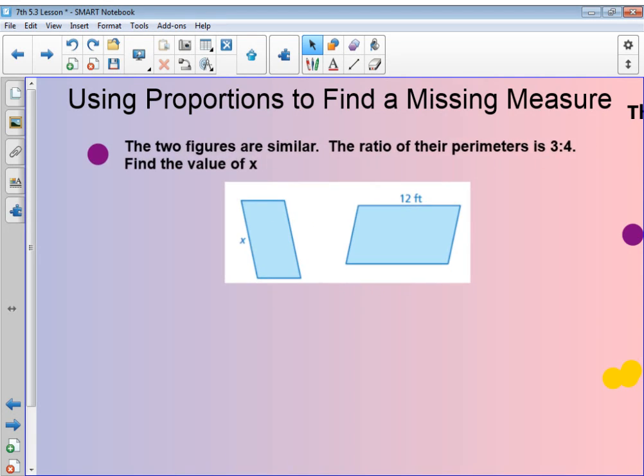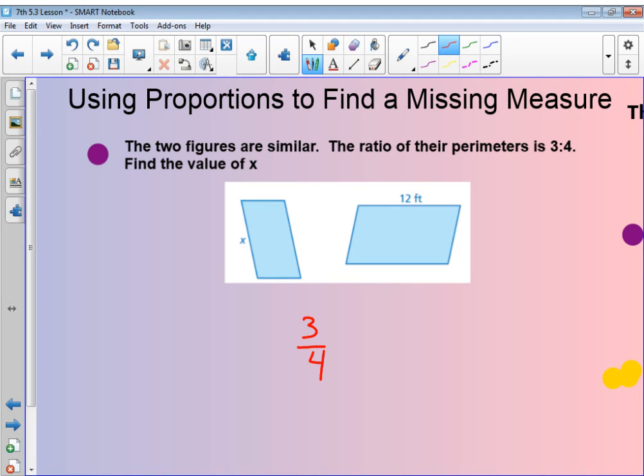Okay, but this time they're giving us some information. They're telling us the ratio of the perimeters, okay? So it says the two figures are similar. The ratio of their perimeters is 3 to 4. Find the value of x. Okay, so my ratio is 3 to 4, so I'm gonna write that as a fraction, 3 to 4.